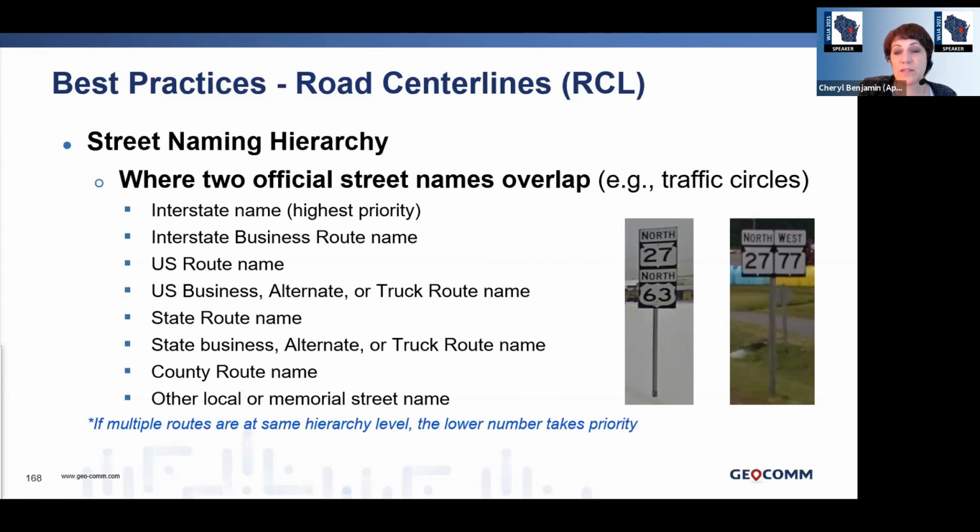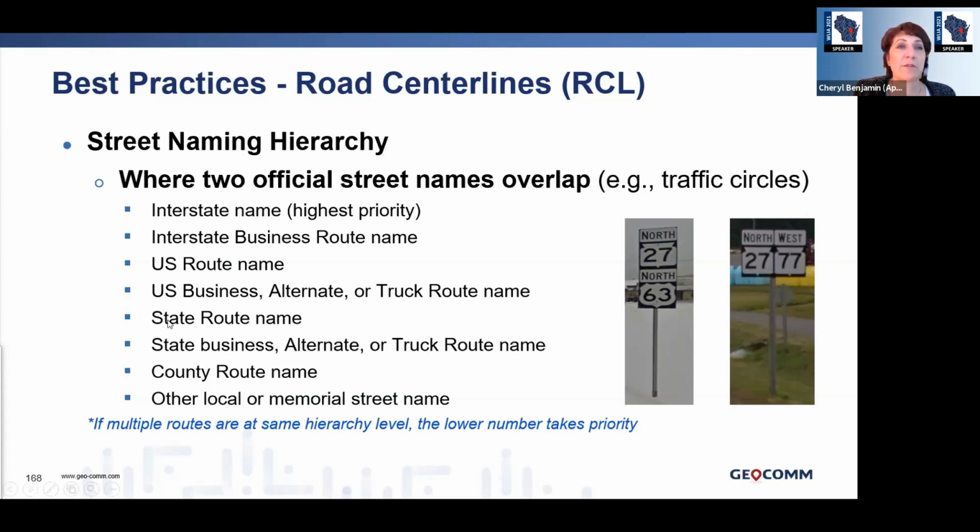Got some votes for 63. Anyone else want to weigh in? Okay, so you're correct. It is 63. 63 is a US route, which is a higher jurisdiction than the state route, which comes lower.